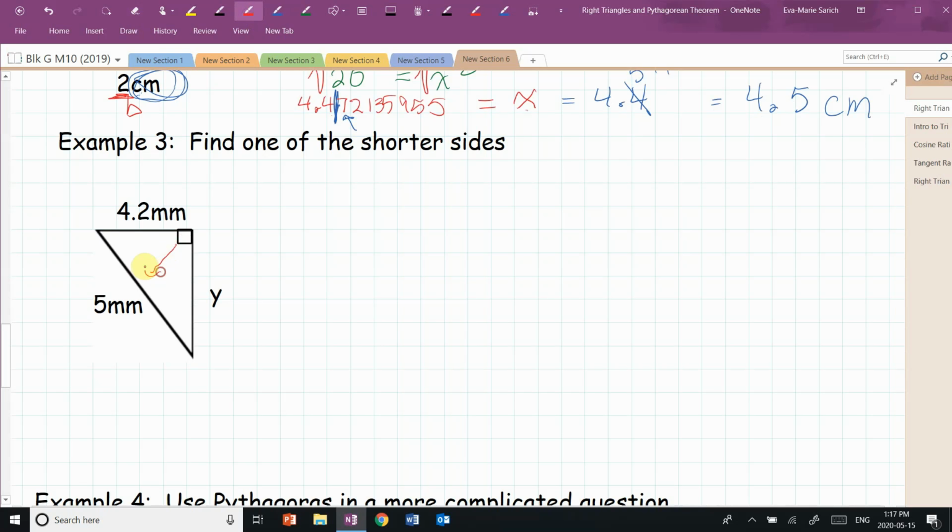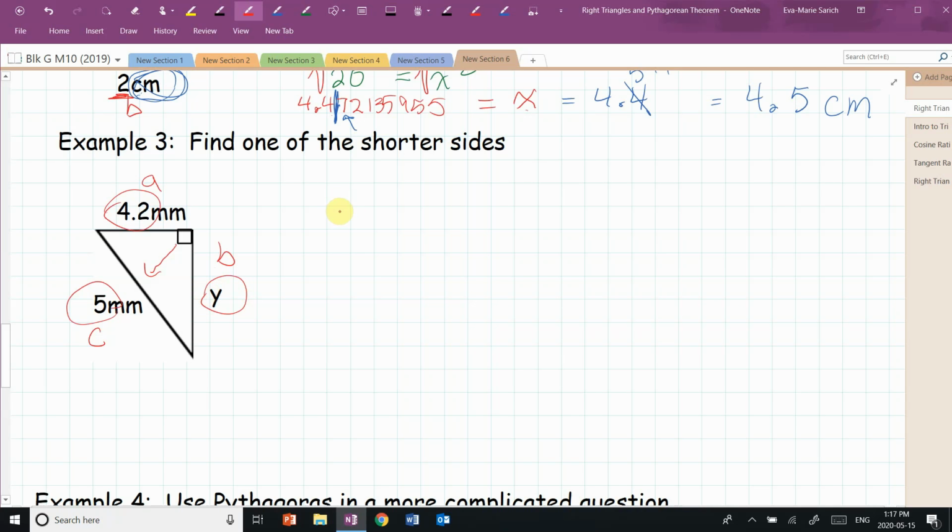So go across from our right angle, and this is going to be side C. The other ones are A and B. Doesn't matter which order you put those in, but the one opposite has to be C. So C is 5, A is 4.2, and B is Y.